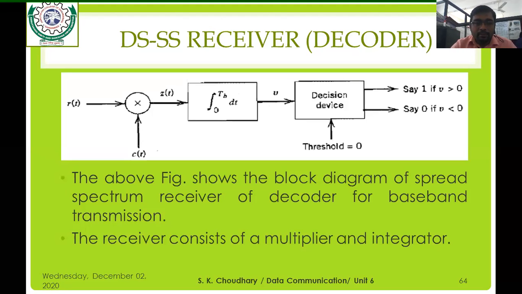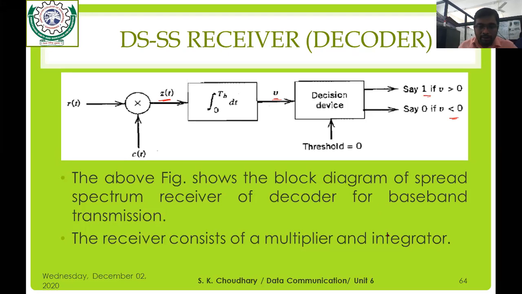Here you can see that the received signal r(t) is again applied along with the PN sequence c(t) to this product modulator. The output of the product modulator is z(t), which would be applied through an integrator with limits 0 to Tb dt, and further we generate a signal v, which is passed through the decision device having some threshold value. If v is greater than 0 it will be considered as binary 1. If v is less than 0, it will be considered as binary 0.